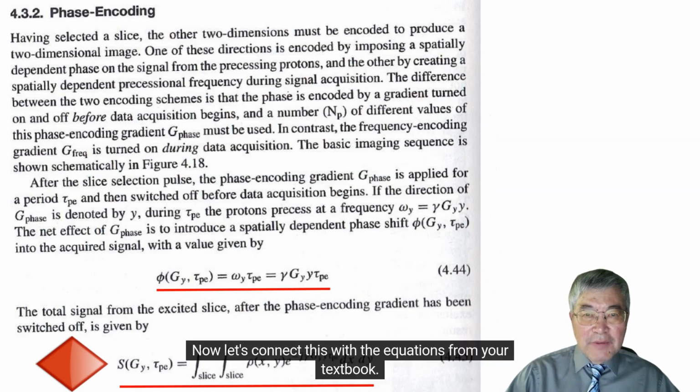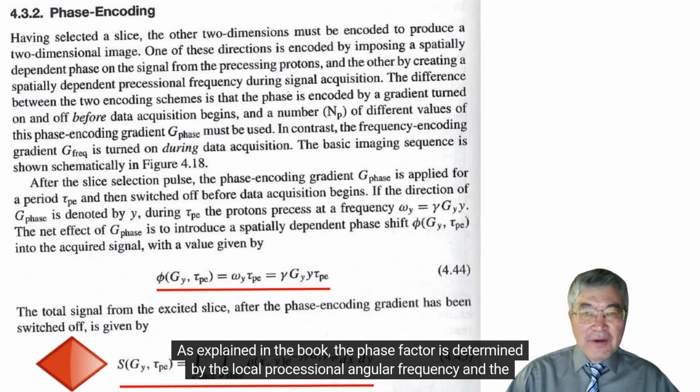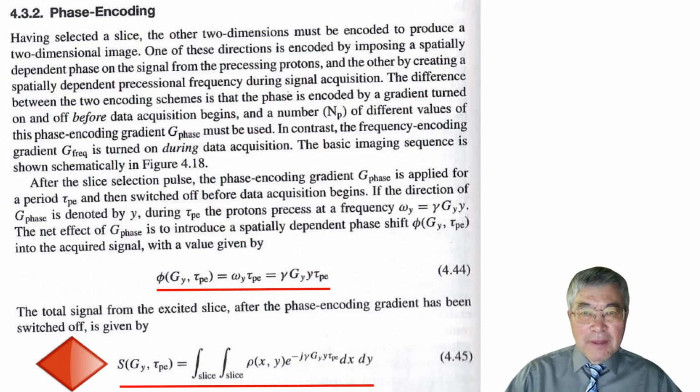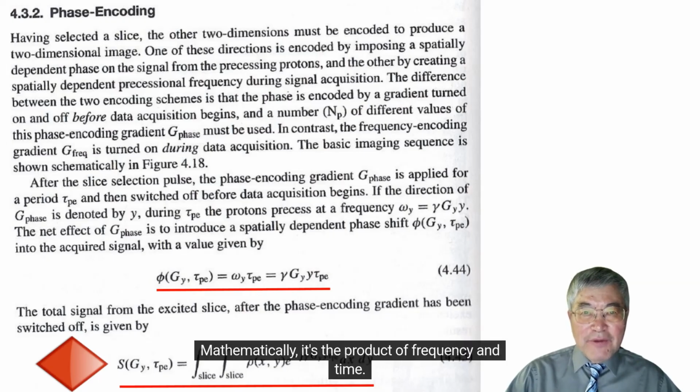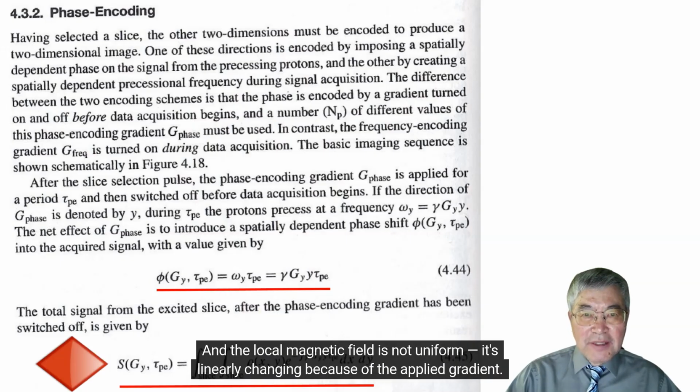Now let's connect this with the equations from your textbook. As explained in the book, the phase factor is determined by the local precessional angular frequency and the total time for which the phase encoding gradient is applied. Mathematically, it's the product of frequency and time. But remember, the local precessional frequency is proportional to the local magnetic field, and the local magnetic field is not uniform. It's linearly changing because of the applied gradient.